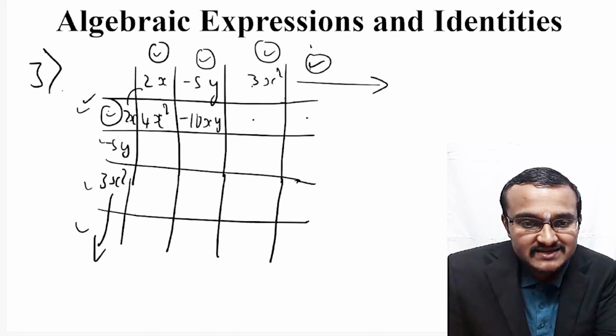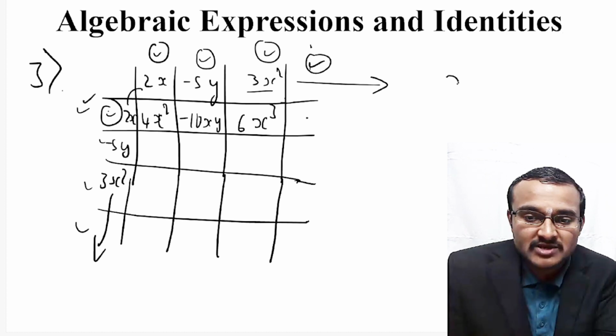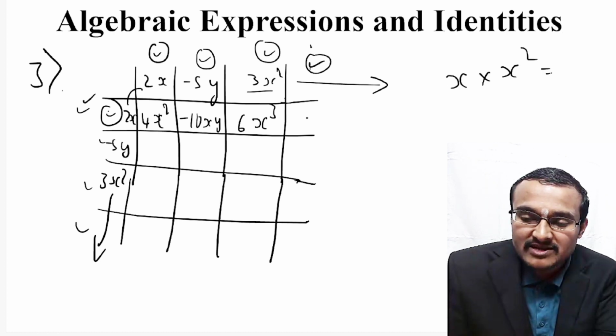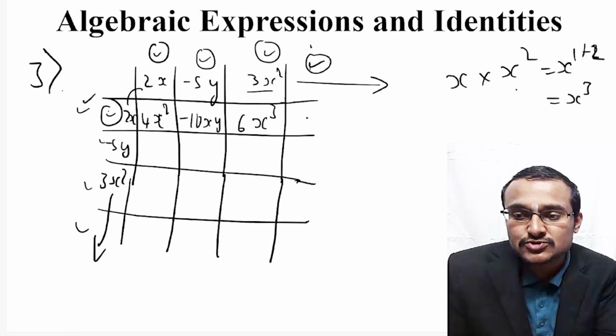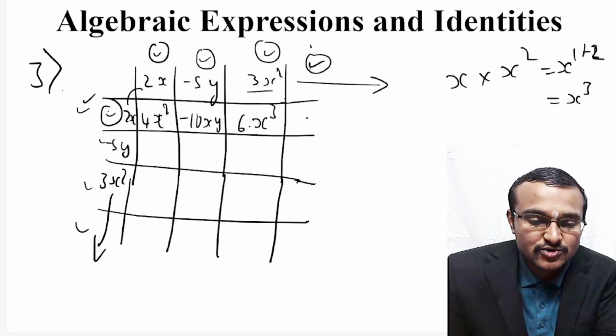So here 2x is there, here 3x square is there. 2 into 3 will be 6, x into x square will be x cube, because x into x square will be x power 1 plus 2, that will be x cube. So 1 plus 2 is 3, so x cube. So here you got 6x cube.